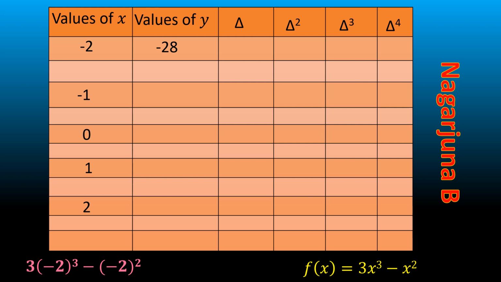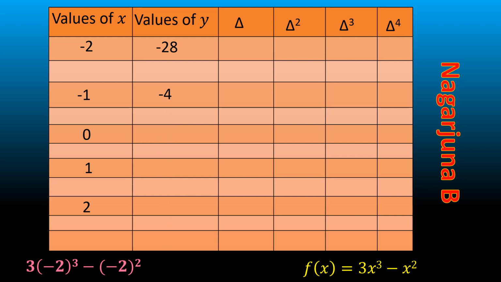Then next, the value of y with respect to x is equal to minus 1 will be 3 into minus 1 to the power of 3 minus, within the bracket, minus 1 square. Minus 1 cube will be minus 1. Minus 1 into 3 will be minus 3. Minus 1 square is plus 1. Minus into plus 1 will be minus 1. Minus 3 minus 1 will be equal to minus 4.